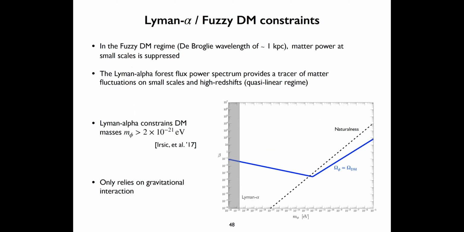So the first class of constraints come from just the gravitational interaction of dark matter that apply generically to ultralight bosonic dark matter. So one class of constraints are the Lyman alpha, or you could say fuzzy dark matter constraints. In this regime where the dark matter mass is of order 10^-21 electron volts, or the de Broglie wavelength is a kiloparsec, matter power at small scales is suppressed. Perhaps the best probe of the matter power spectrum at those scales is the Lyman alpha forest flux power spectrum. This has been studied on a number of occasions, and a bound from the study by Irsic et al. finds that the scalar mass should be greater than about 10^-21 electron volts. So that's this gray region.